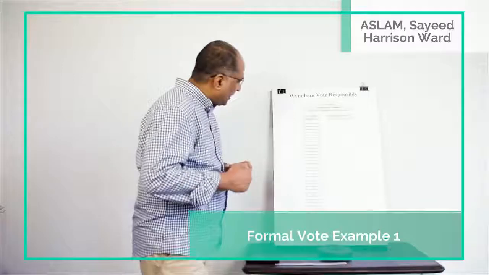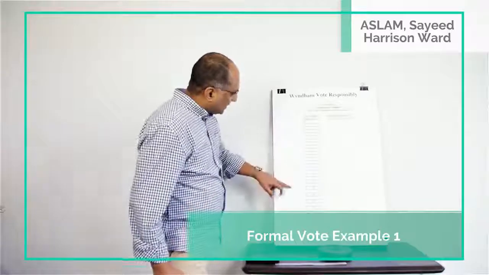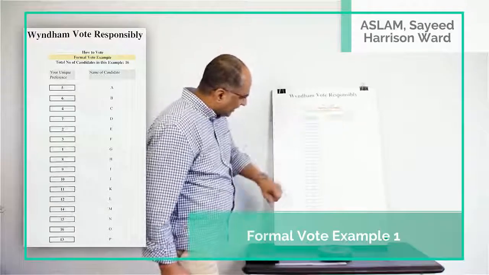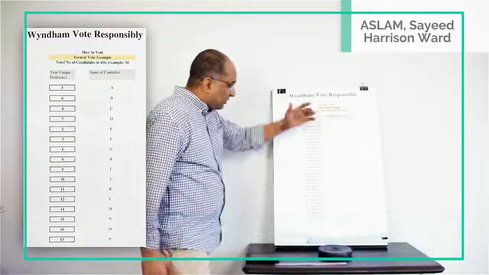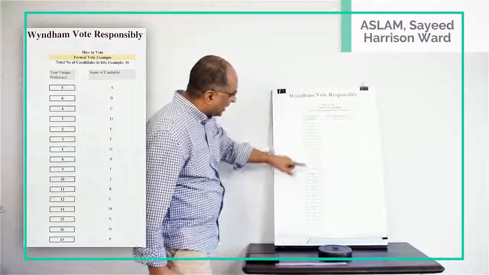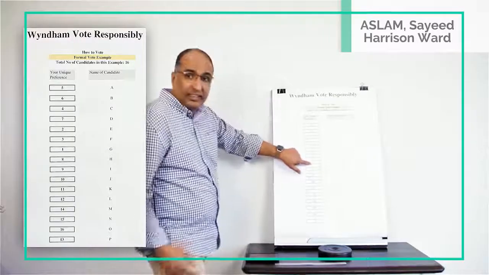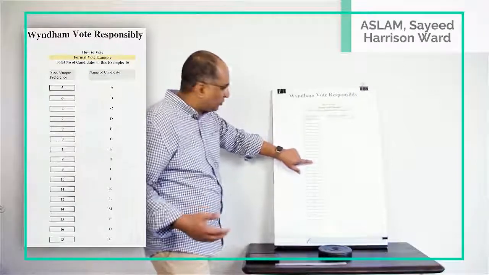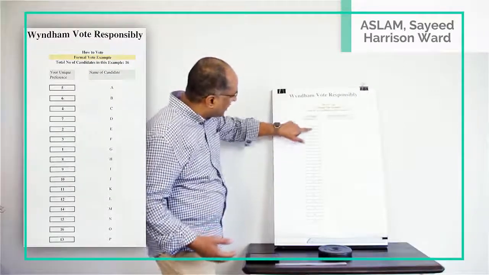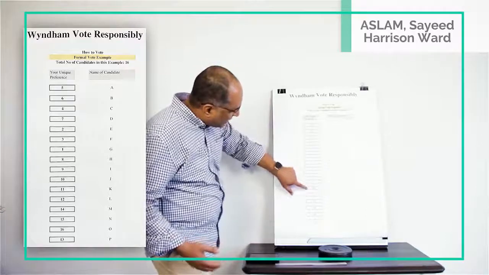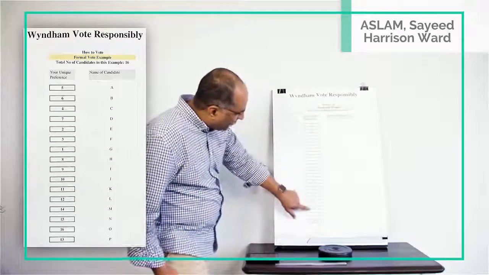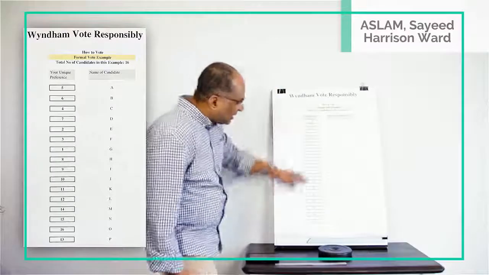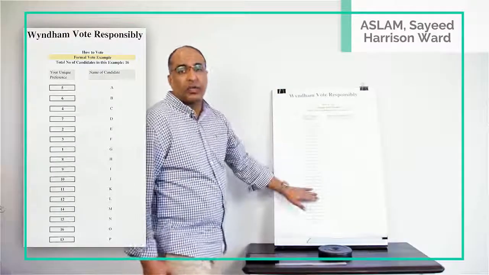Now, if you look at this particular ballot, we've taken an example. We've got 16 candidates. So you need to make sure whoever your preference is, whether A, B, C, doesn't matter, you have them clearly written beside each of the candidates, whatever your preference is: 1, 2, 3, 4, 5, 6, 7, 8, 9, 10, 11, 12, 13, 14, 15, and 16. So each candidate has a unique preference and it's clearly visible. That's how a formal vote is counted.